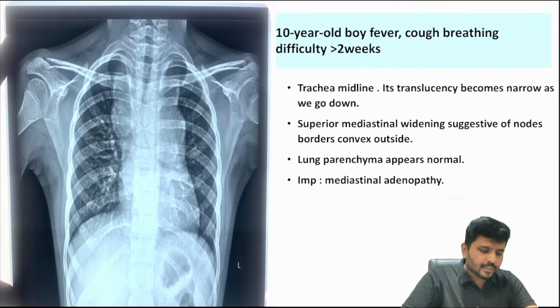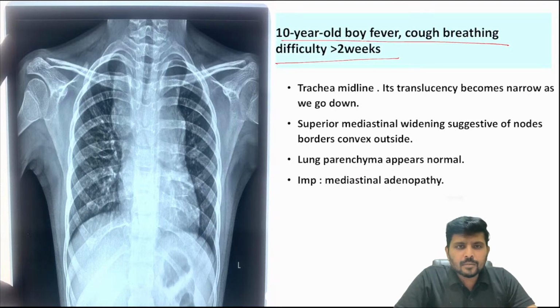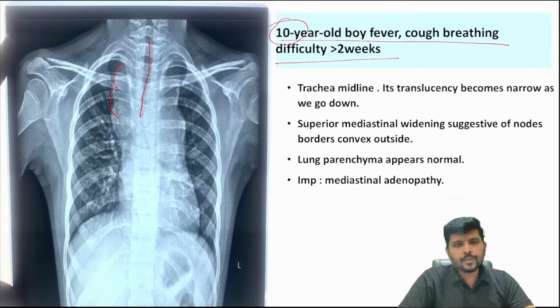But here, this is a 10-year-old boy with fever, cough, and breathing difficulty for more than 2 weeks. Here, the trachea is in a straight line. But look here, there is a convex outward margin, and this is a 10-year-old boy. For a 10-year-old boy, you don't have any thymus opacities in the X-rays. Thymus is usually seen only in children less than 2 years, at most 5 years.